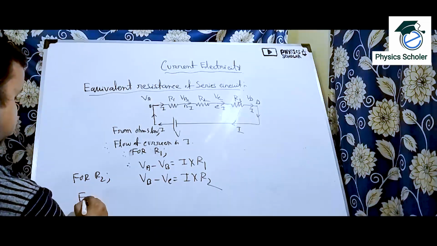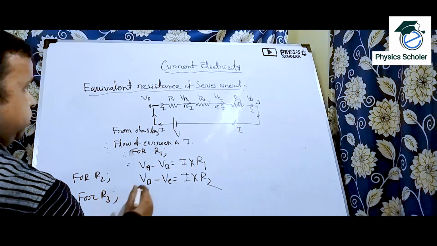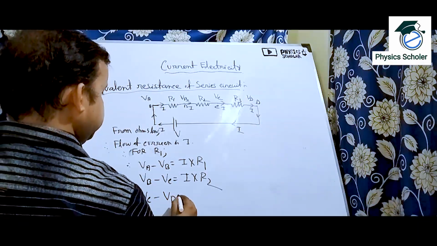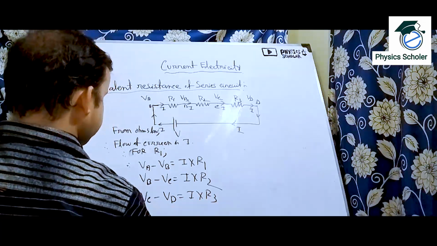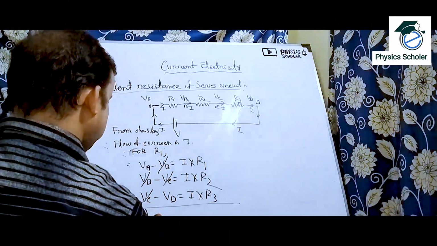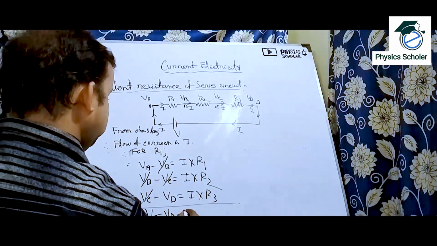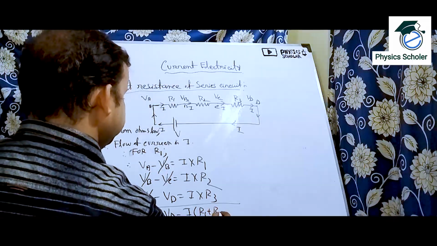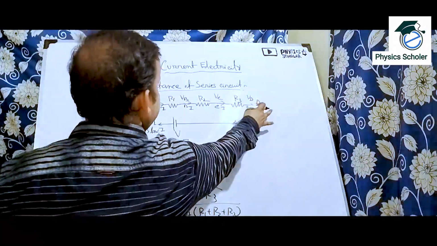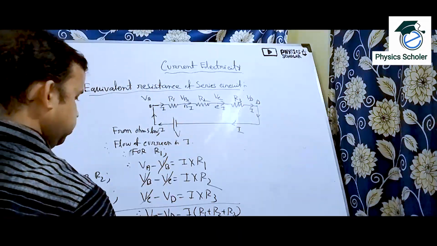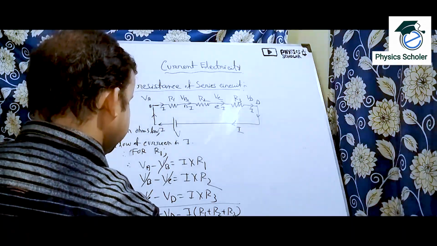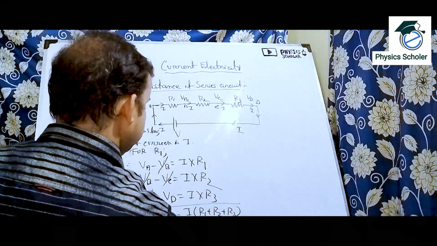Now for R3, VC will be greater than VD, so VC minus VD is equal to I into R3. Now if we add, VB will cancel, and VC will cancel. Therefore, VA minus VD is equal to I common R1 plus R2 plus R3. VA minus VD means the two terminals connected to the battery V. So V is equal to I into R1 plus R2 plus R3. This is equation number 1.